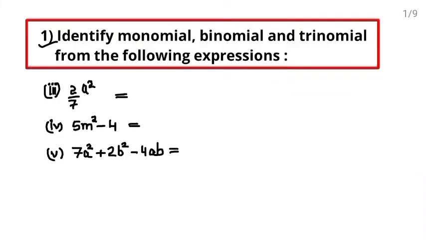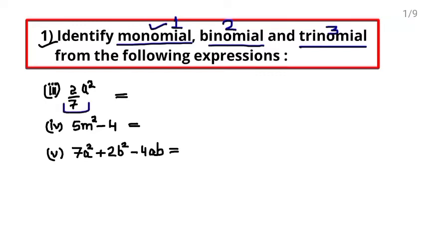Question number 1 is identify monomial, binomial, trinomial from the following expressions. First of all, let's just recall what does it mean monomial, binomial, trinomial. Monomial means having one term in an algebraic expression. Binomial means having two terms in algebraic expressions. And trinomial means having three terms in the algebraic expressions.